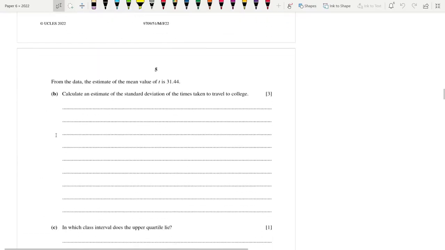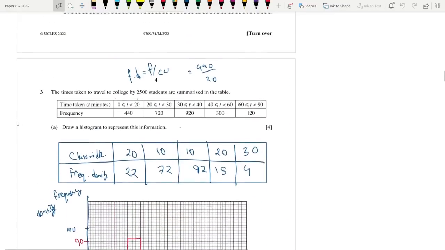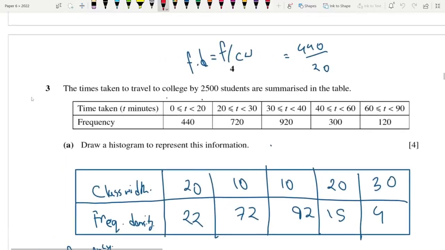Okay, so what do we need for the standard deviation? Firstly, we need the midpoints of the classes, since it's an estimate. So the midpoint is lower bound plus upper bound by 2, which is 10, right? This is 10. Then 20 plus 30 by 2 is 25, then 35, 50, and what is this exactly? 60 plus 90 by 2 is 75. Yeah, these are our midpoints.